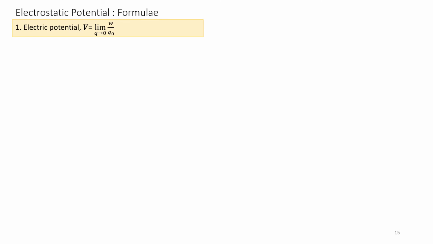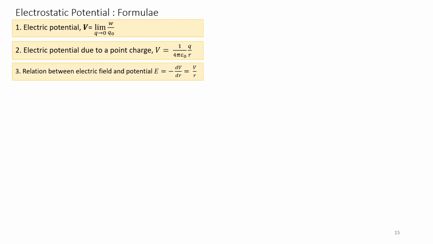So let us recall the formulae that we have studied. Electric potential V is equal to the limit as q tends to 0 of W, that is work done, per unit charge. Electric potential due to a point charge V is given by 1 over 4 pi epsilon naught into Q by R. Formula number 3: the relation between electric field and potential is E is equal to minus dV by dr, or V by r. Dipole moment P is Q into 2L, or sometimes we use the letter 2a.